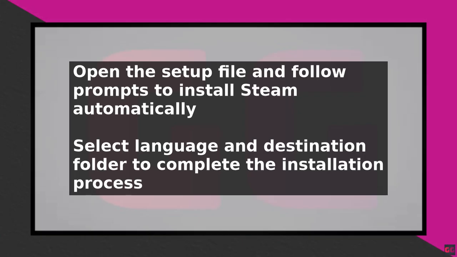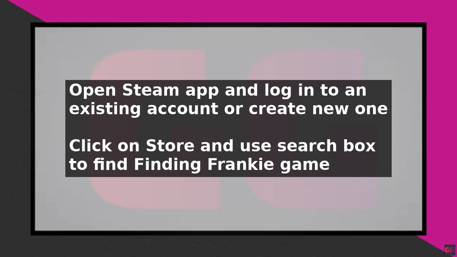Once the installation is complete, open the Steam app and either log in to an existing account or create a new one. If you're not already on the Steam Store page, click on Store at the top left, and then use the search box to find Finding Frankie. Click on the game, scroll down to the Add to Cart button, and then proceed to checkout. You'll need to select a payment method and complete the payment process.